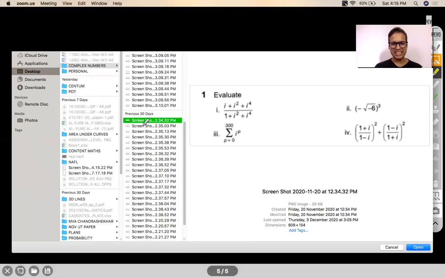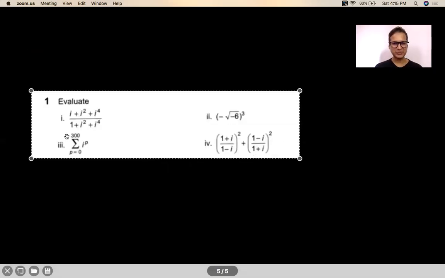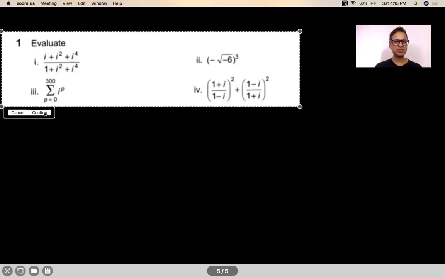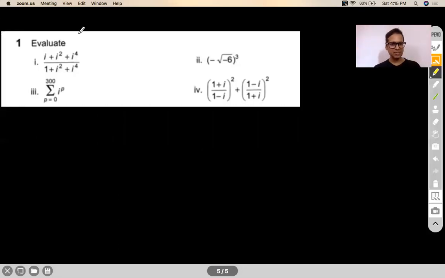Okay, let's do these simple questions. Let me start with the first one. Evaluate this. That means write it in a simpler form. If you have to write this as a plus bi, what will be a and b? Let's start with the first one.